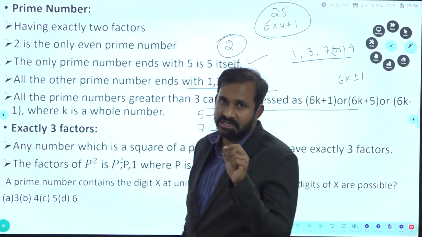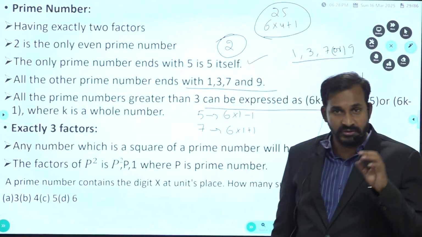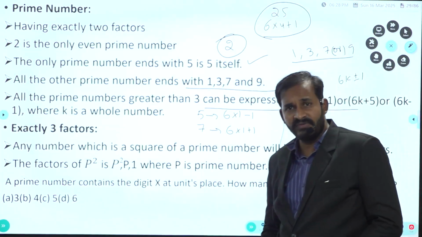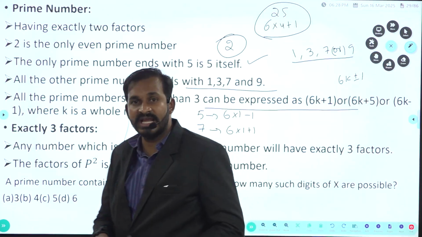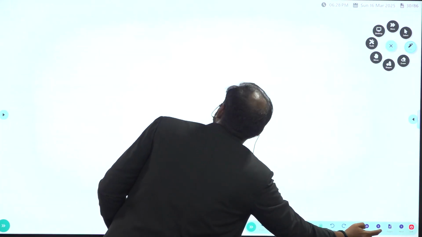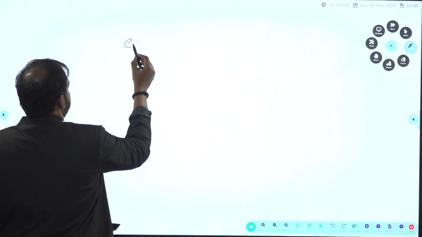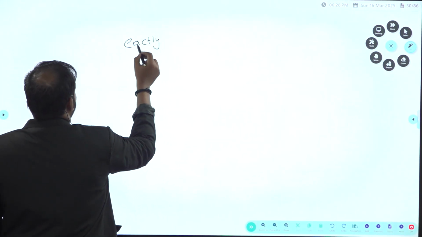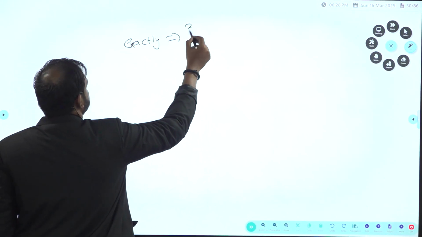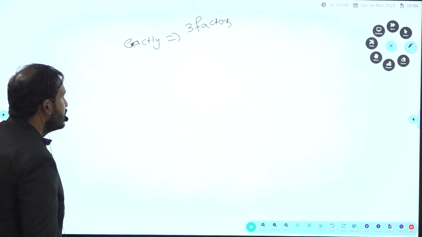See students, these basics are very, very important. Why? Because based on these concepts only they are asking questions. We should understand these small things which are very, very important. Next, there are some types of numbers which will have exactly 3 factors. What are those numbers? They are the squares of prime numbers. We will see.